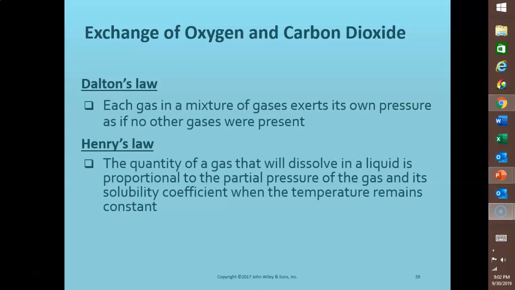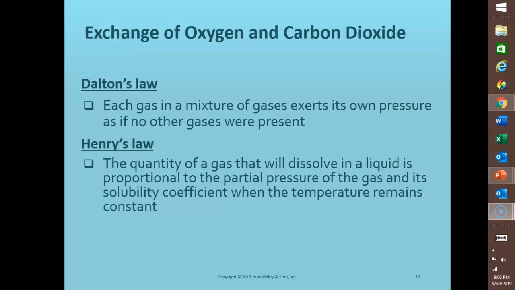So each gas is going to diffuse across a permeable membrane from the area where its partial pressure is greater to where the partial pressure is less. The greater the difference in the partial pressure, the greater the rate of diffusion. So the greater the pressure difference, the faster these gases will diffuse.